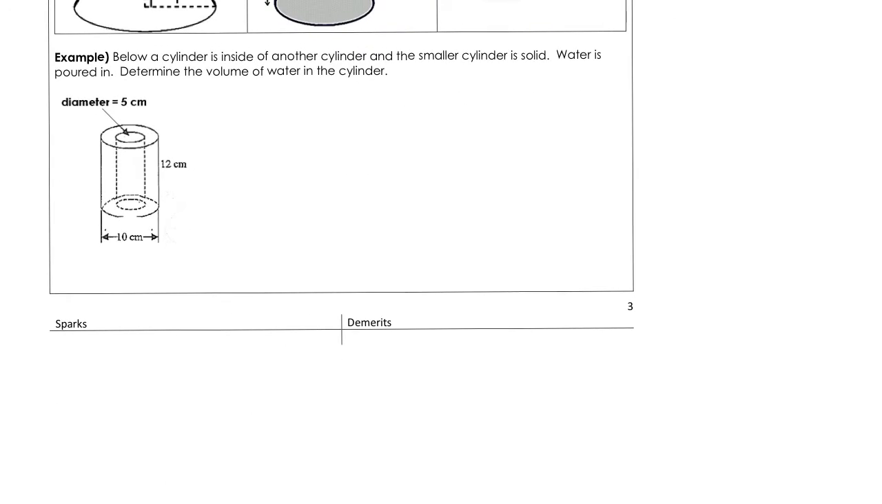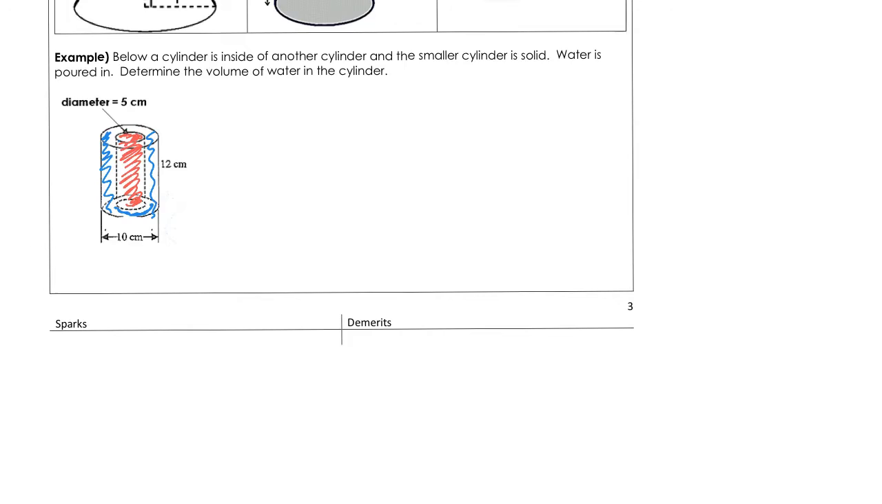It says below is a cylinder inside another cylinder, and the smaller cylinder is solid. So I'm just going to color that smaller cylinder in. This is the solid one. Water is poured in. Determine the volume of water in the cylinder. So if I was thinking of this like a pitcher, maybe that middle solid piece is ice, and then we're going to fill in water around it.